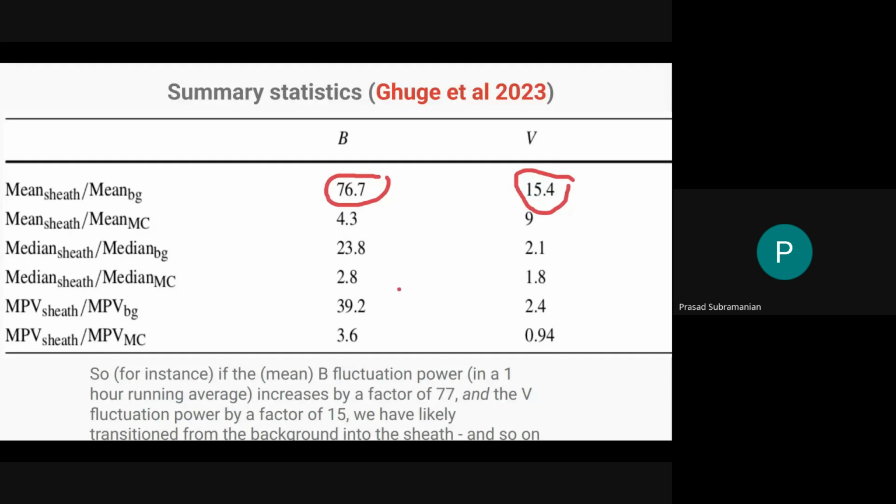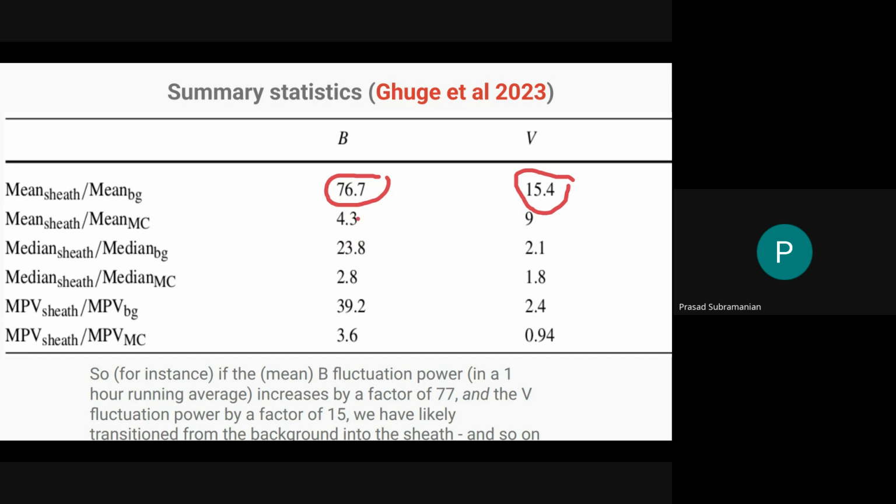Okay, and so if you were to simply look at the largest contrast, it's always between the sheet and the background. For instance, if you look at this, the ratio of the mean in the sheet to the mean in the magnetic cloud, for velocities, it's a factor of 9, nothing to sneeze at.